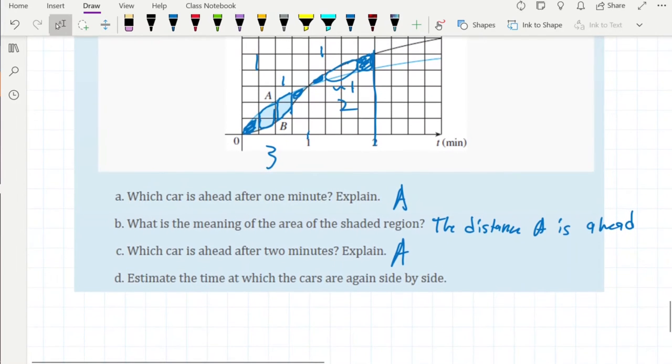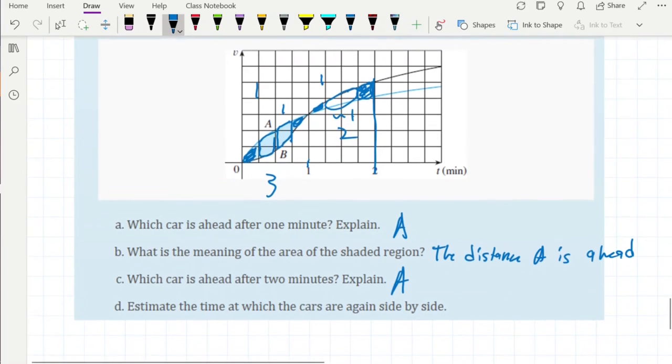And estimate the time at which the cars are again side by side. They're probably going to need around 1 more block, which looks like it'll be right here. So that'll be 1, 2, 3, 4, around 2.25 minutes.